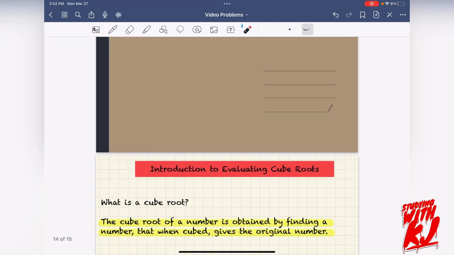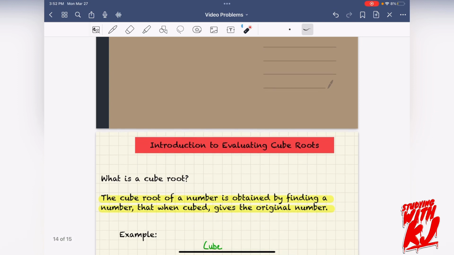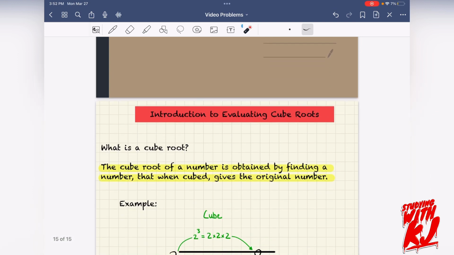So, the cube root of a number is obtained by finding a number that when cubed, that's important, gives the original number. So let's read that again. The cube root of a number is obtained by finding a number that when cubed gives the original number. We're going to see why that part is so important when trying to understand how to cube root a number. So below our definition, I have an example written.